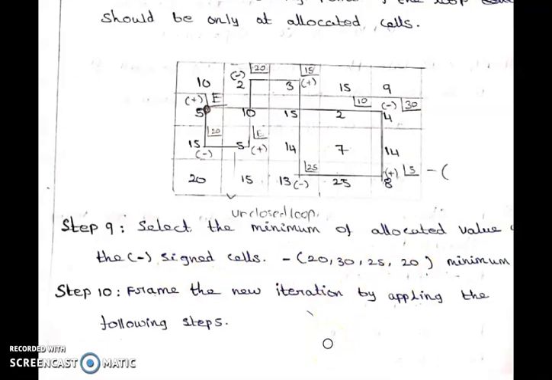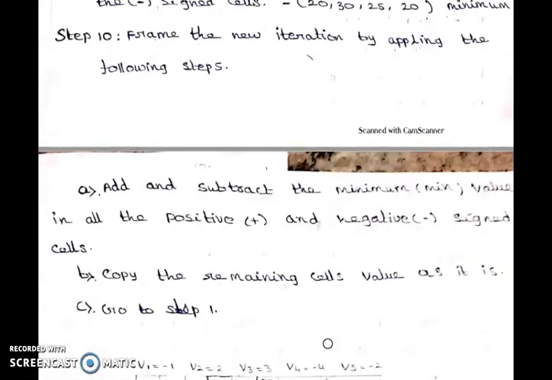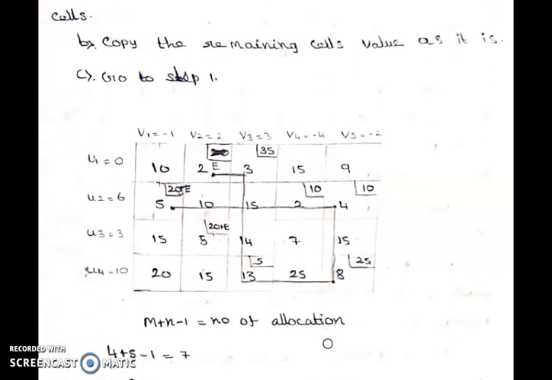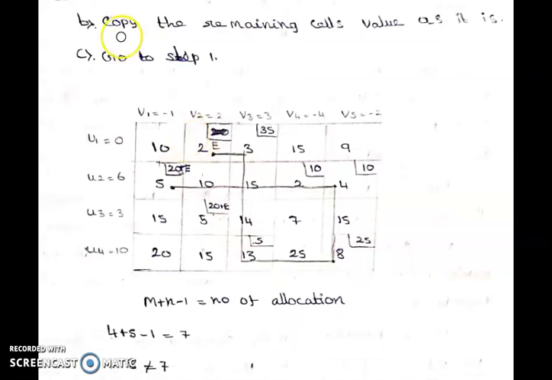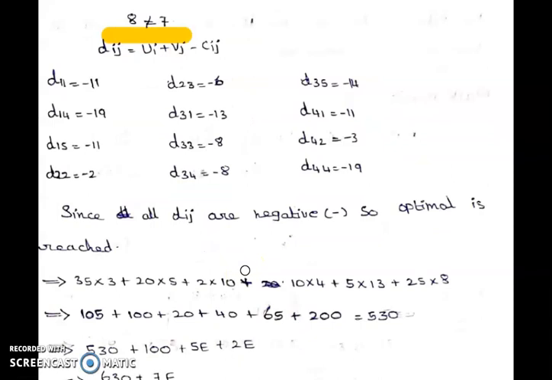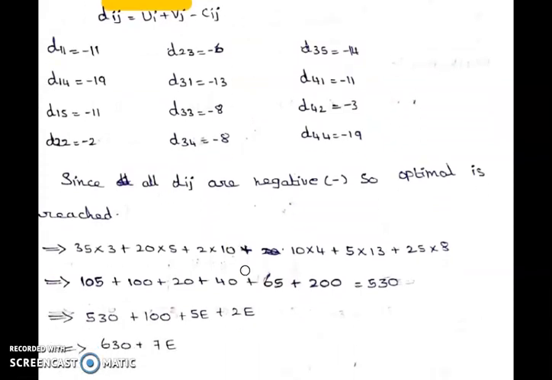We get the new iteration by applying the following step. Add and subtract the minimum value at all the positive and negative sign cells. Copy the remaining cells as they are, and go to step 1. So finally we find this solution. Similarly to before, the allocation count is 8, not equal to 7, so we should repeat these steps on the occupied cells. After that, since all the Dij are negative, the optimum is reached.